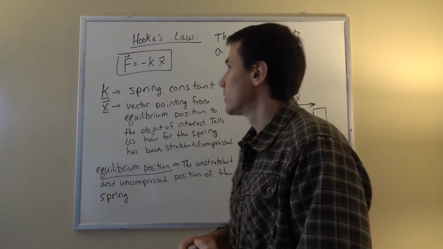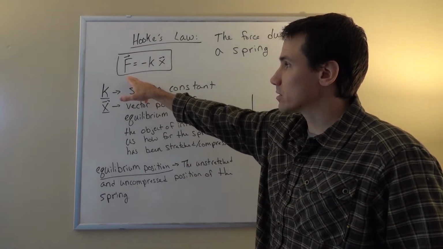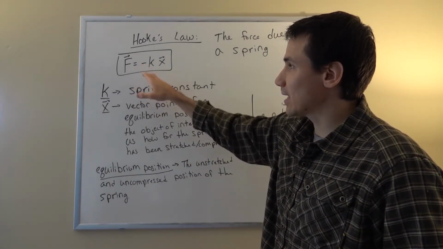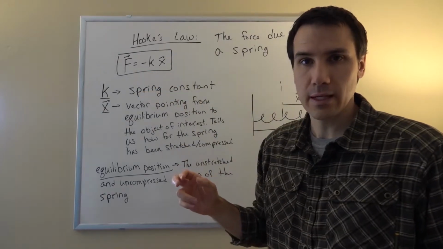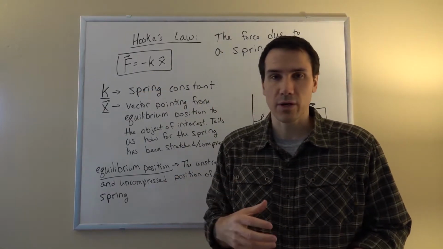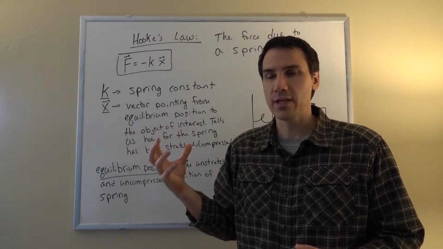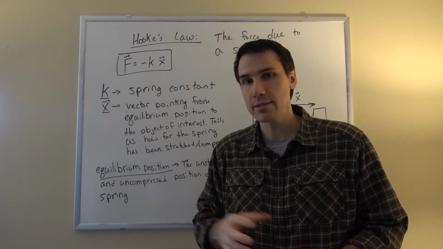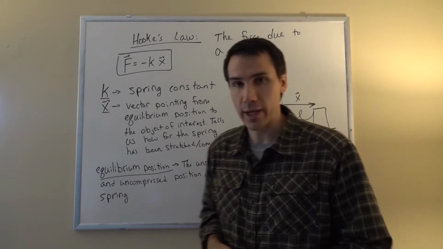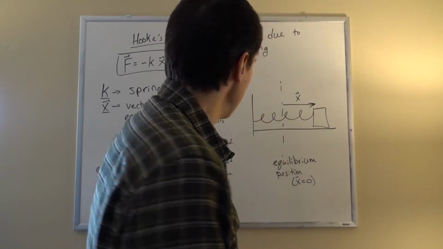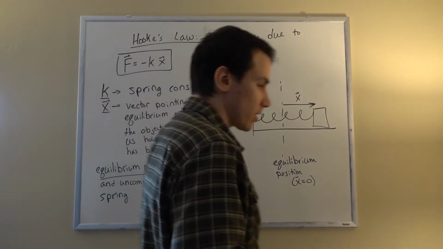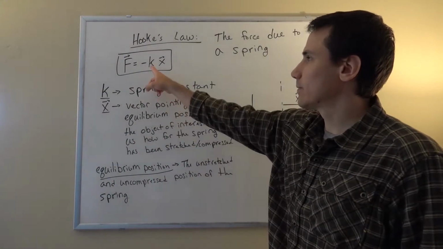So the statement of Hooke's law is that the force of a spring is equal to the negative of k times x. And so what we're going to do to start out with is we're just going to go through each component of that equation and think about what it means and try to talk about it in a logical way. Okay, so first, let's talk about k.